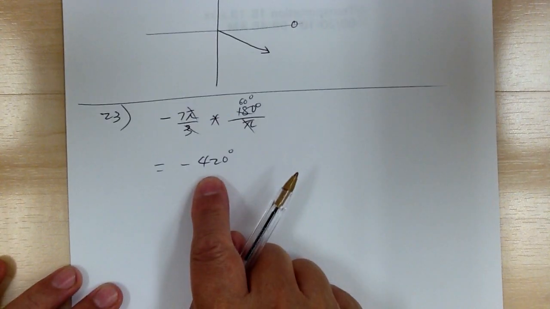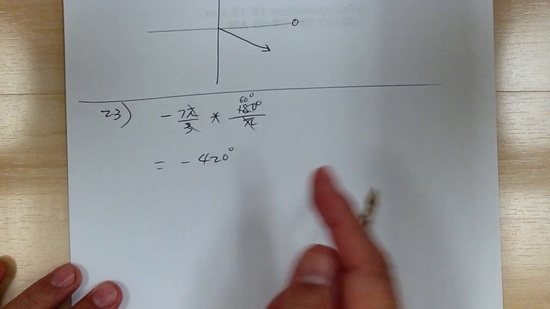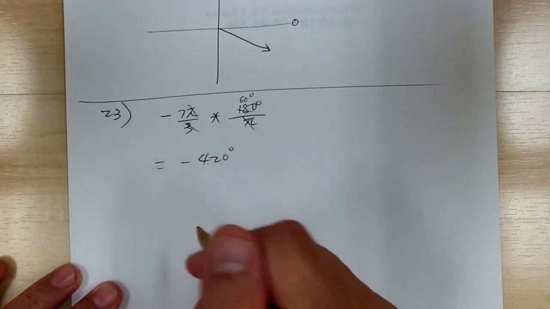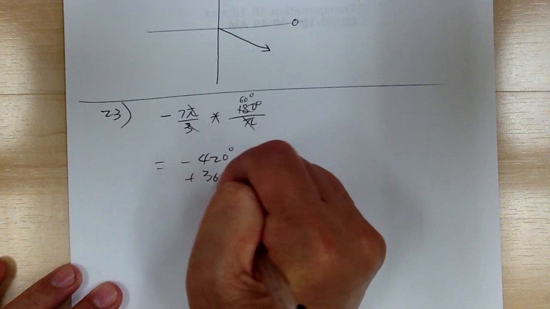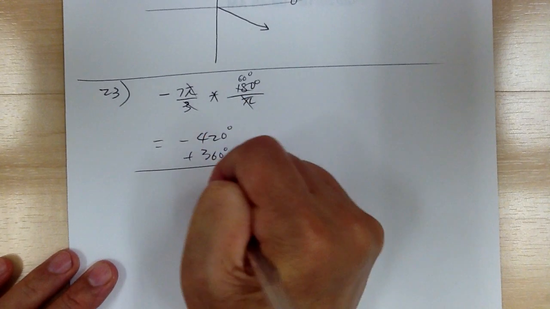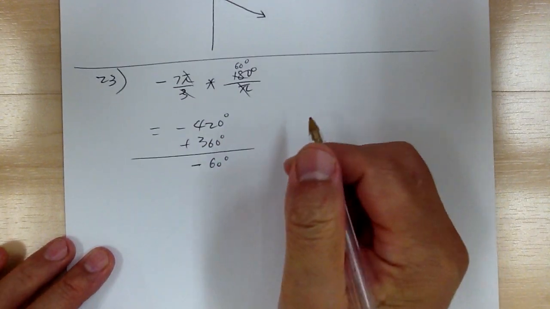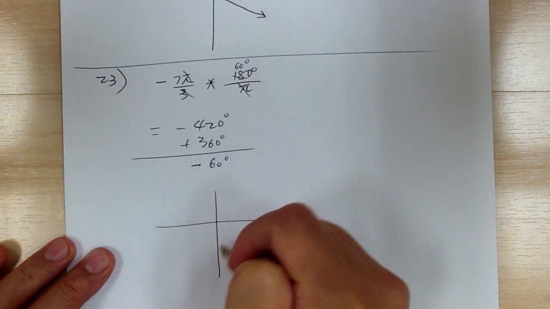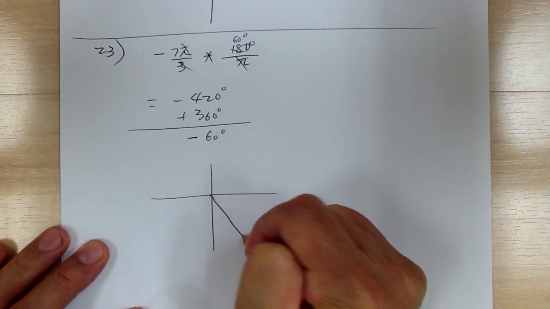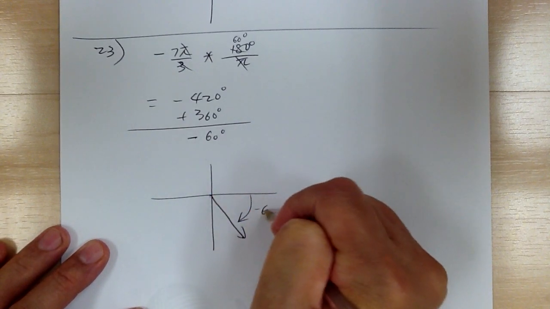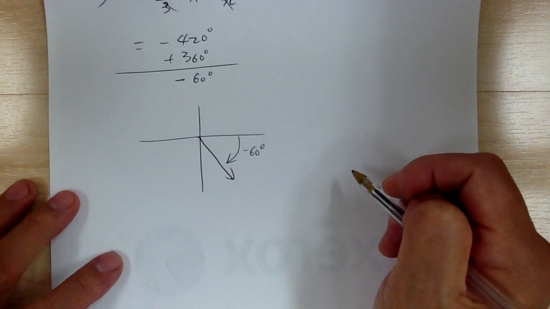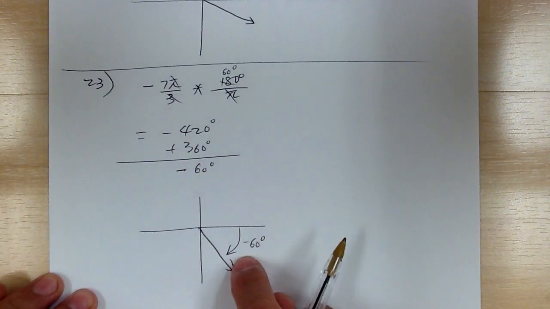Now, this is too big, so what you want to do is unwind the circle, so you can add 360 degrees, and so this will give you negative 60 degrees. So when you sketch, negative 60 degrees would be right over here. So it would be a negative 60 degrees. Okay, so you need to know how to convert and sketch.